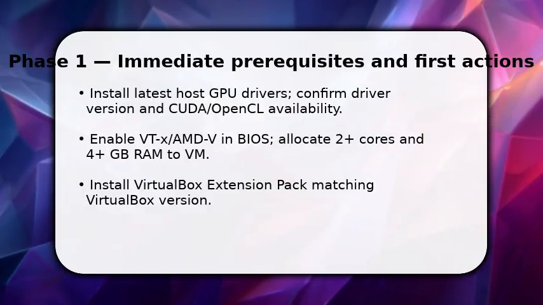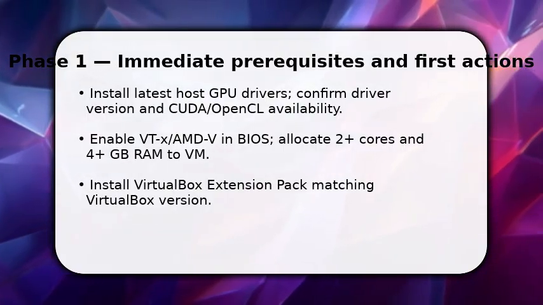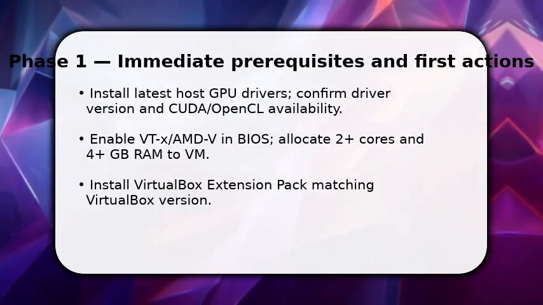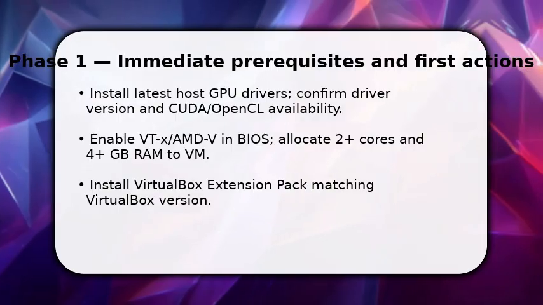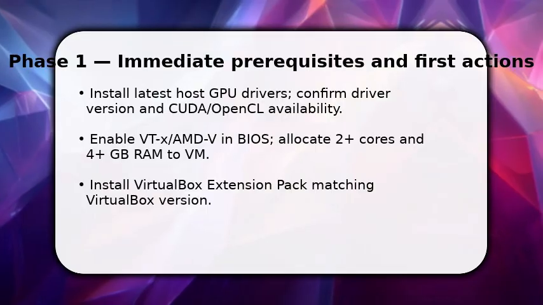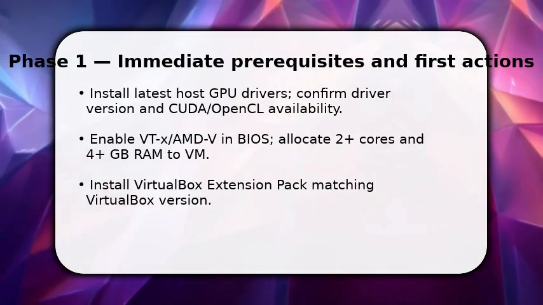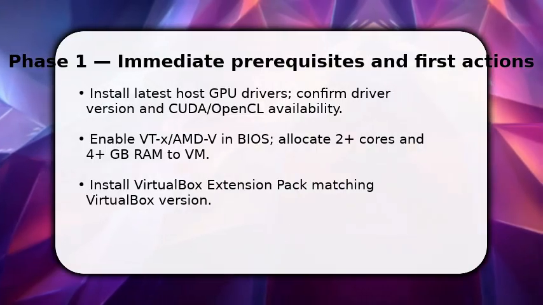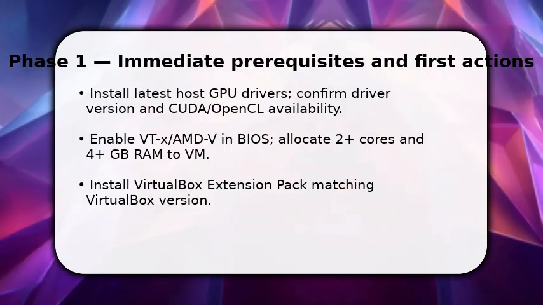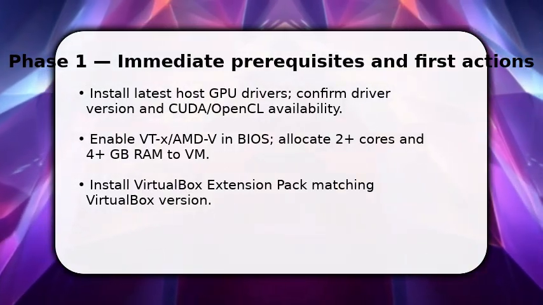You start by preparing both host and guest. Install the host GPU drivers and the VirtualBox extension pack that matches your VirtualBox version. Once done, enable VT-x or AMD-V in BIOS and allocate at least 2 CPU cores and 4 GB of RAM to the VM. This ensures interrupts and scheduling behave well. Make sure the guest additions will be installed later. And note why: without extension features and proper hardware virtualization, GPU pass-through techniques won't work.